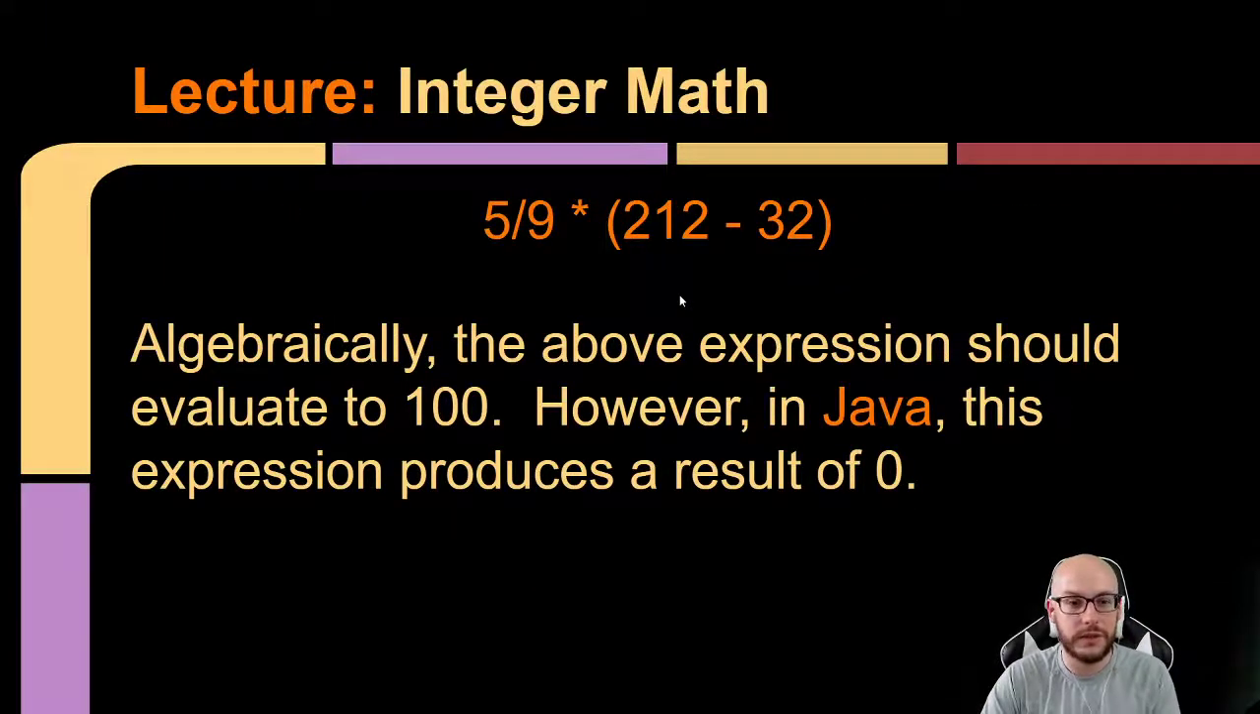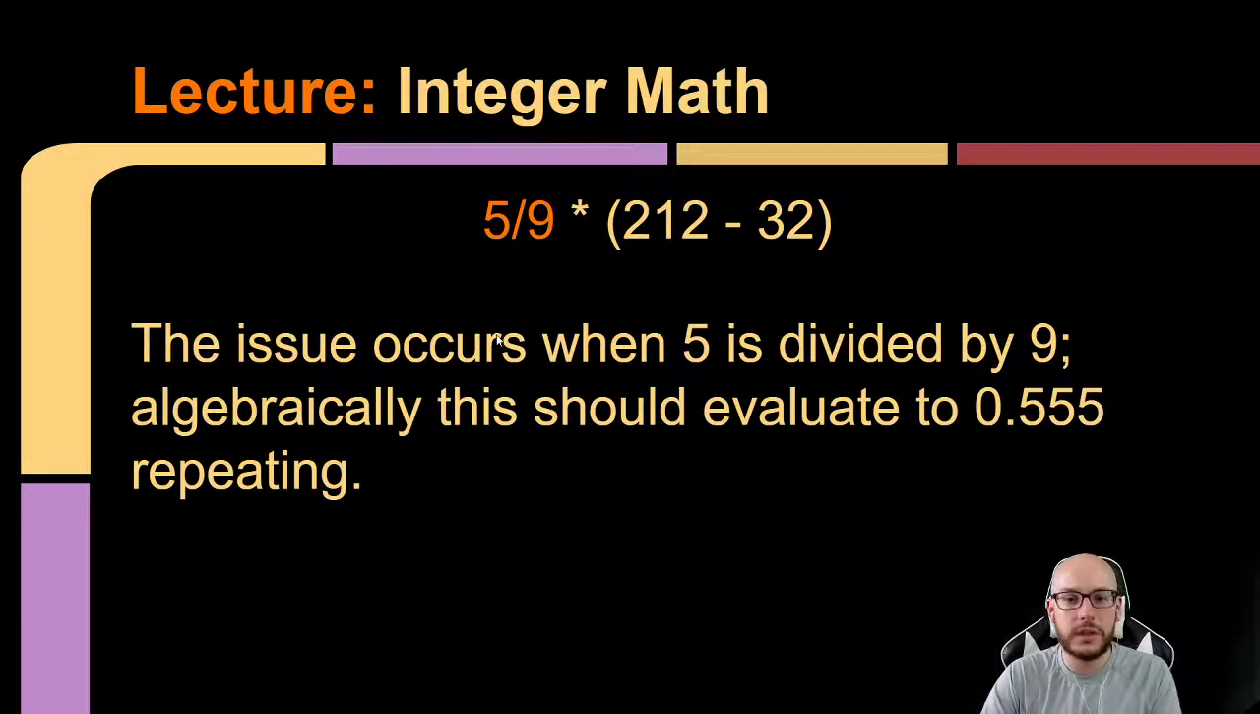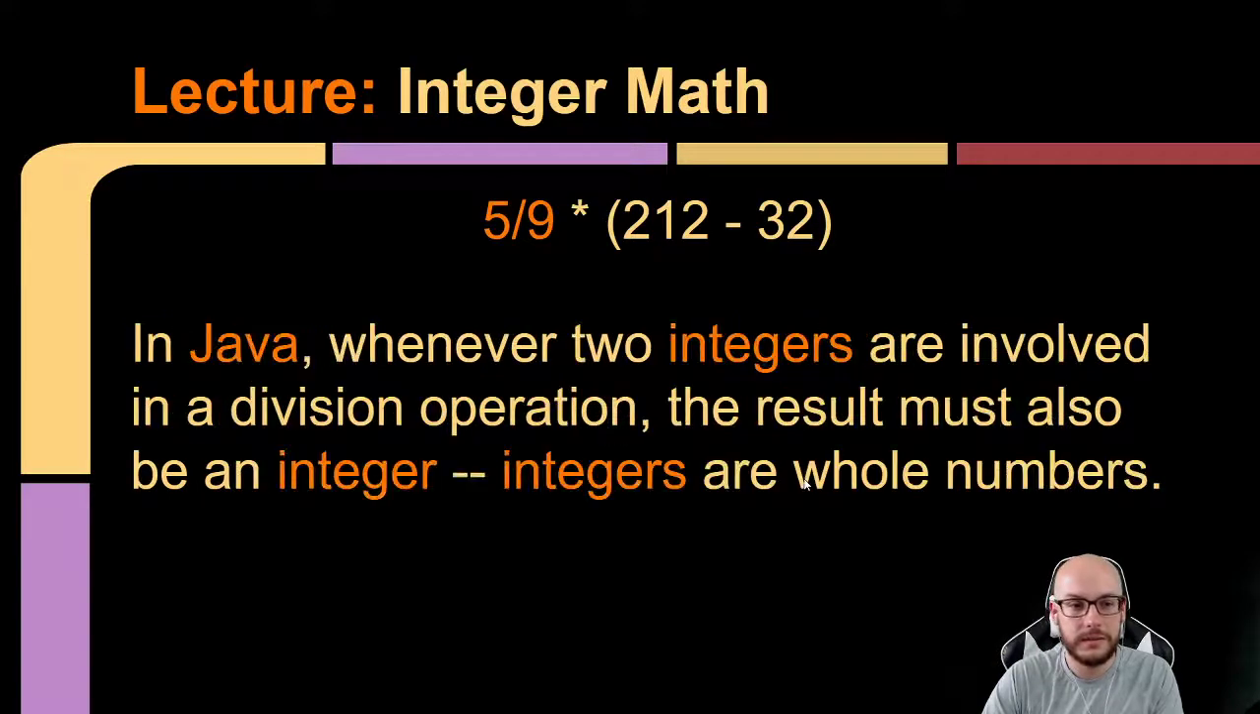So we've been doing our temperature converter, and algebraically, this expression should evaluate to 100, right? We're going to do the parentheses first, so we take our 212, we subtract the 32, then going from left to right, we would do the 5/9 next, and then we'd multiply that and get to 100. However, in Java, this expression is giving us a result of 0. The issue occurs when 5 is divided by 9. Algebraically, this should be 0.5555 repeating. In Java, whenever 2 integers are involved in a division operation, the result must also be an integer. And integers are whole numbers.